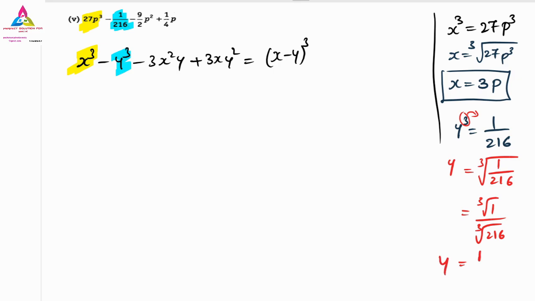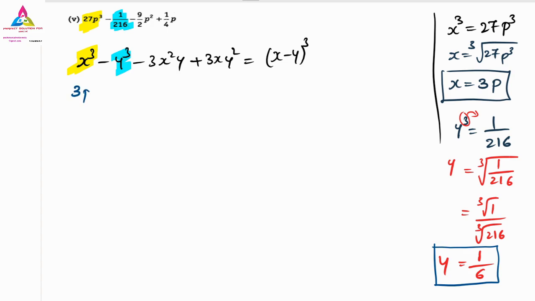Cube root of 1 is 1 only. Cube root of 216 is in terms of 6 cube, because 6 cube is 216. So cube root of 216 is 6. The answer is 1 by 6. Where you find the y value, you have to substitute 1 by 6. Most important, these two, x and y. That is the easy method to find the factor.